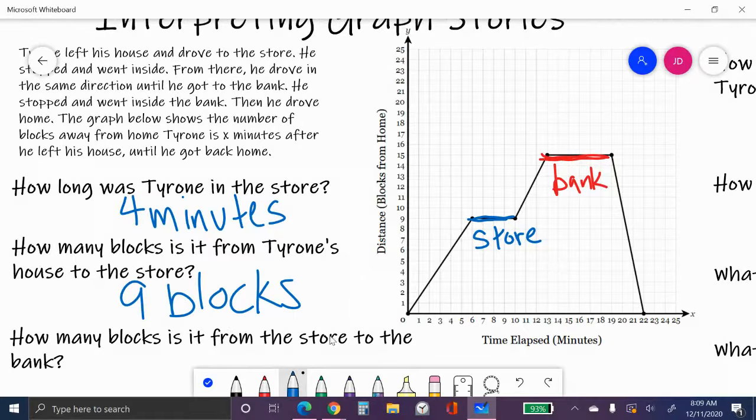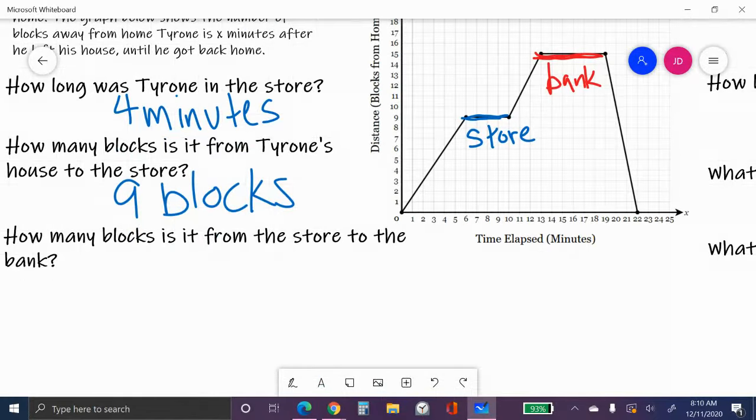How many blocks is it from the store to the bank? From the store to the bank, I have to count the number of vertical blocks from the store to the bank. So I have 1, 2, 3, 4, 5, 6. Or you could just look vertically here. This is 15 blocks away from home. This is 9 blocks away from home. Between 15 and 9 is 6. So 6 blocks.